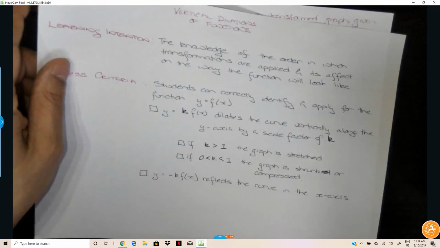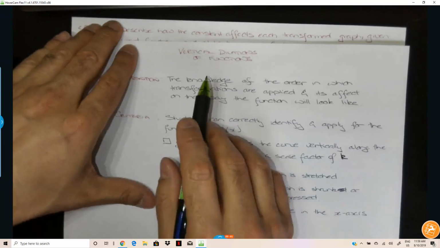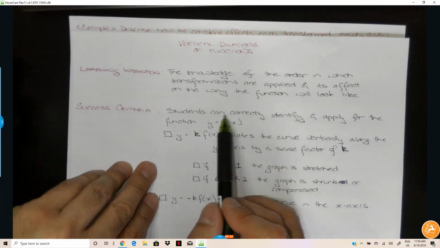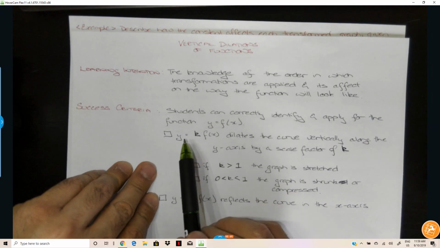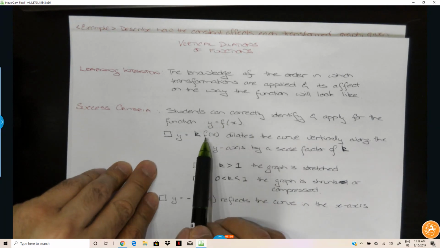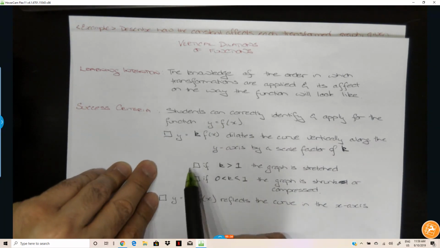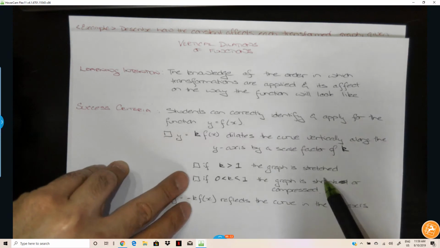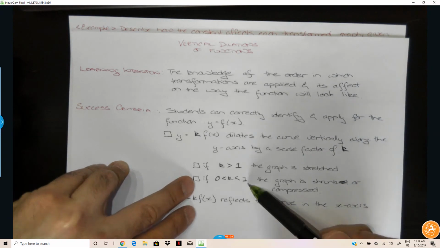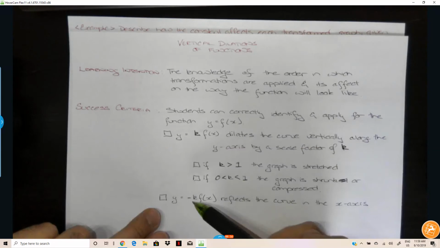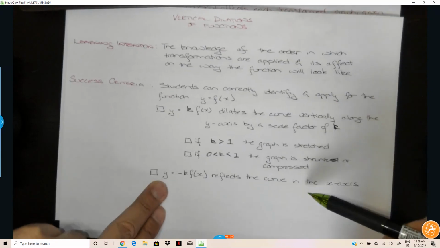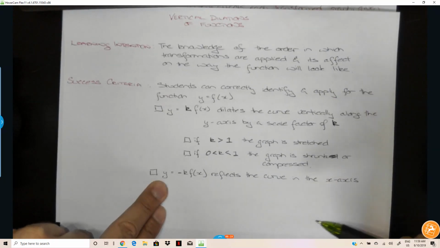So that's when we're talking about vertical dilations. Yeah. When you have a function y equals f of x, and you have a k in front of the f of x, the scale factor, if k is greater than 1, the graph is stretched. If k is between 0 and 1, it's compressed. But if it's negative, it's reflected about the x-axis. Okay, thank you.